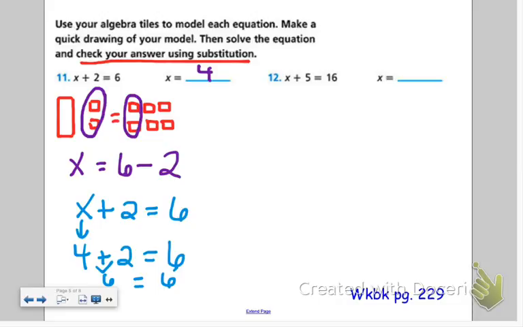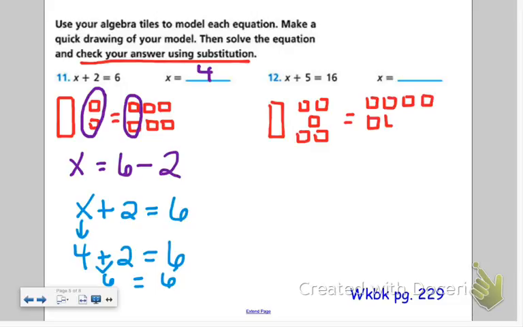X must equal 4 because when I substitute it in, I get 6 on both sides of my equation. Let's take a look at number 12. Number 12, let's see, x plus 5 is equal to 16.